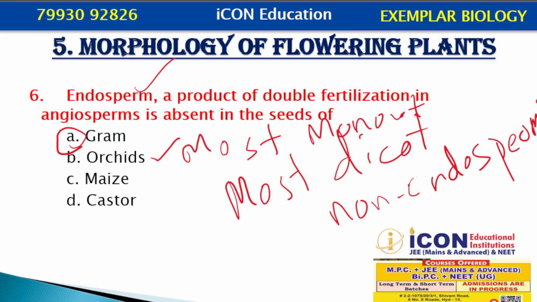Now why are we going with A? Because both gram and orchids are generally considered non-endospermic, meaning ex-albuminous, in their mature seed stage, although they differ in how they reach this stage. In gram, the endosperm is formed during double fertilization, which is completely consumed by the developing embryo before the seed reaches maturity. In orchids, what is happening? In orchids, endosperm formation is completely suppressed, or fails to develop, making the seed non-endospermic.